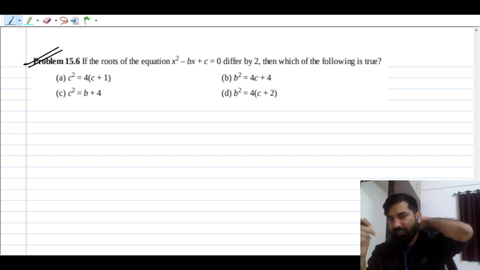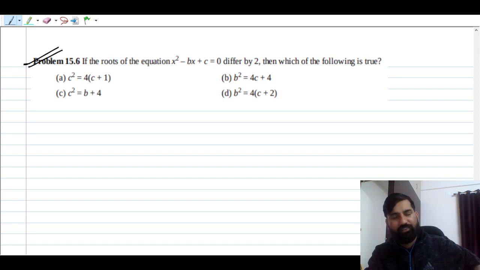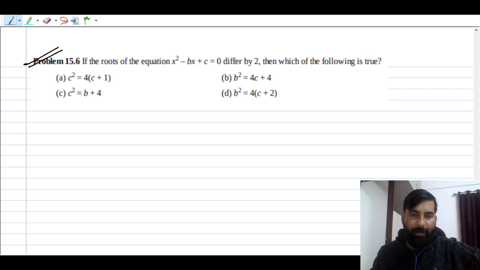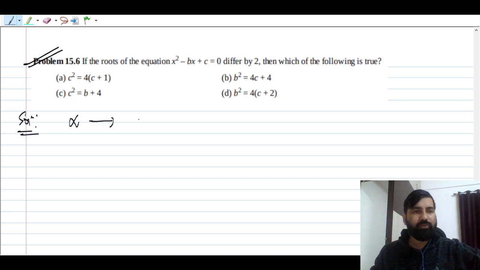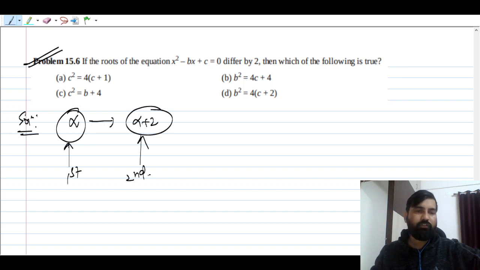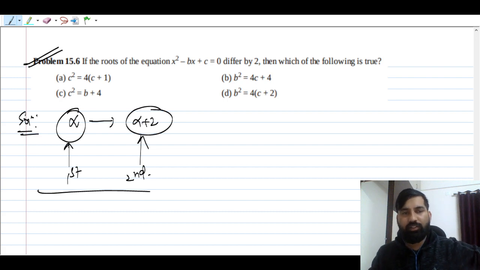This is a very simple question and I think you can take the options and verify them. Your life becomes very simple. Understood? So what you can do here is, if you take one root as alpha, the second root will be alpha plus 2. From the first line we can say that the first root is alpha and the second root is alpha plus 2, because both roots should differ by 2. The distance between the two roots is 2.